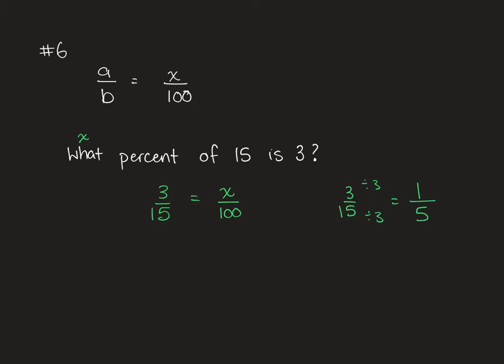Now we still need to get this to become 100, right? So 1 out of 5 equals what out of 100? What would I need to multiply by now? I would need to multiply by 20, so I do the same thing to the top, which gives me 20 out of 100. So we would have that as 20% of 15 is 3.